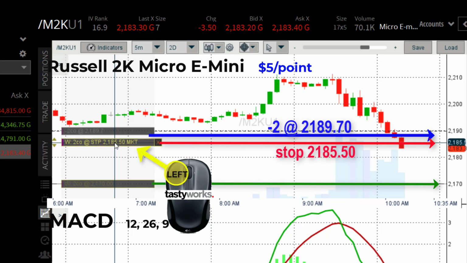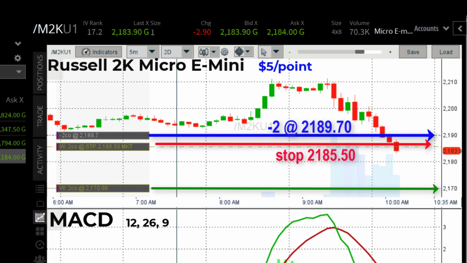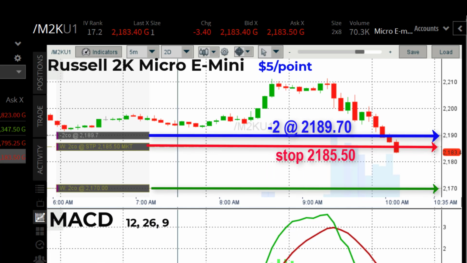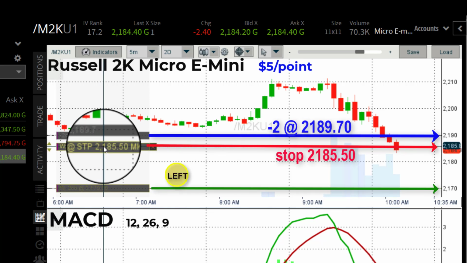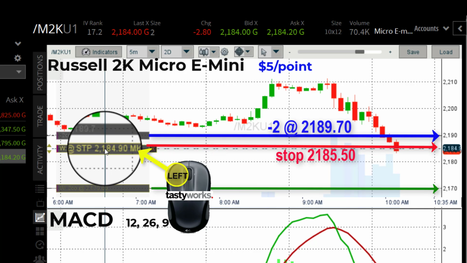I pull out my Tastyworks mouse here. 2185.50 is where my stop still lands. I'm about $60 up on the trade, and the trade seems to be slowing down just a little bit, and I see it's trading at 2183.5, so that's greater than $60. So I'm going to bring that stop down.